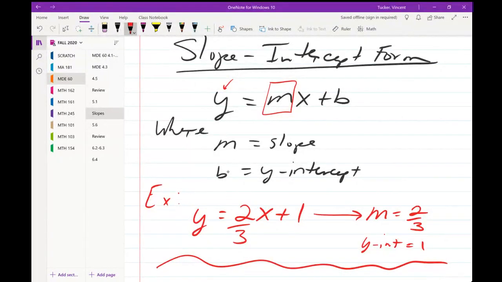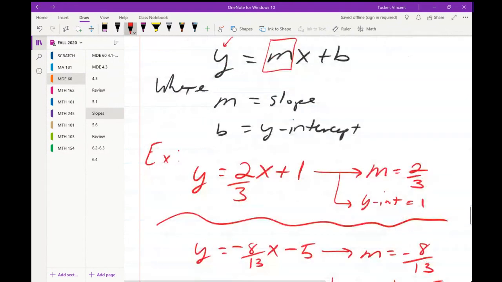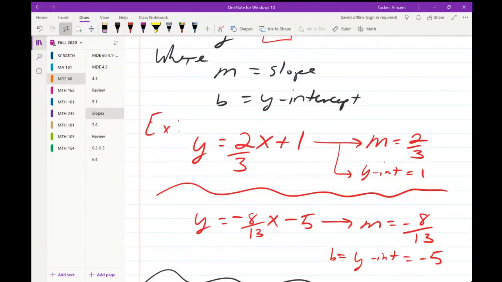All right. So, questions? And then here's the same type of situation. y equal to negative 8 over 13, x minus 5. So your slope is negative 8 over 13, and your y-intercept is negative 5. Any questions?